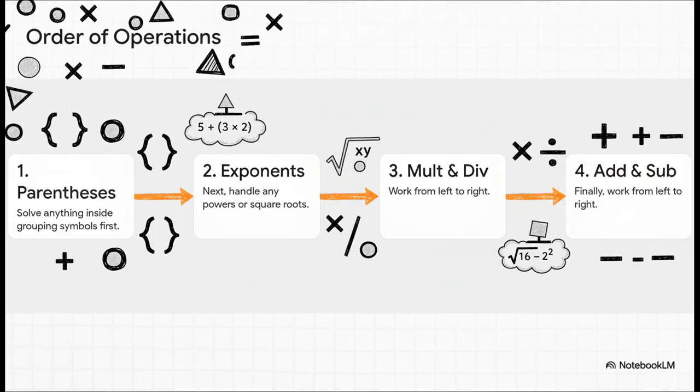I want you to think of it like a 4-level hierarchy. You have to take care of everything on the top floor before you can move down. At the very top, we have parentheses, anything in grouping symbols. Below that, on the second floor, are exponents. Then we get to the third floor, multiplication and division. Now this part is absolutely crucial. They're on the same level. You just work from left to right, whatever comes first. And on the ground floor, same deal with addition and subtraction, left to right. This little hierarchy is the key to everything.